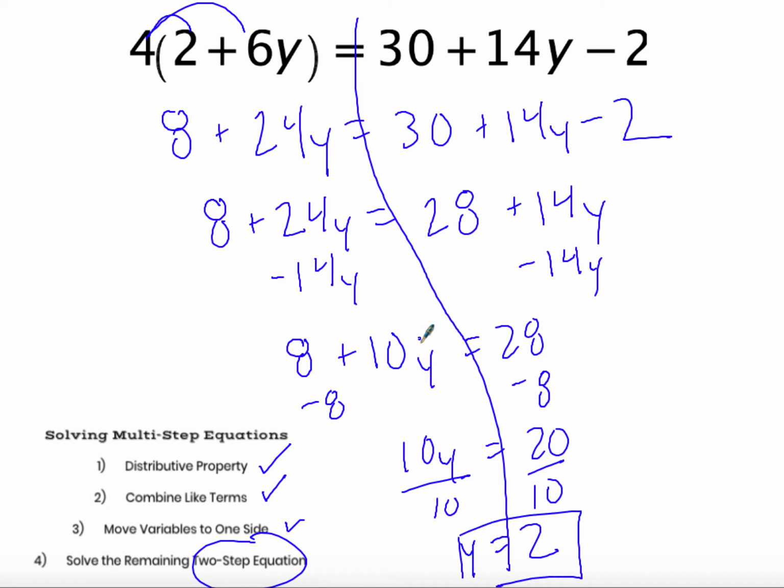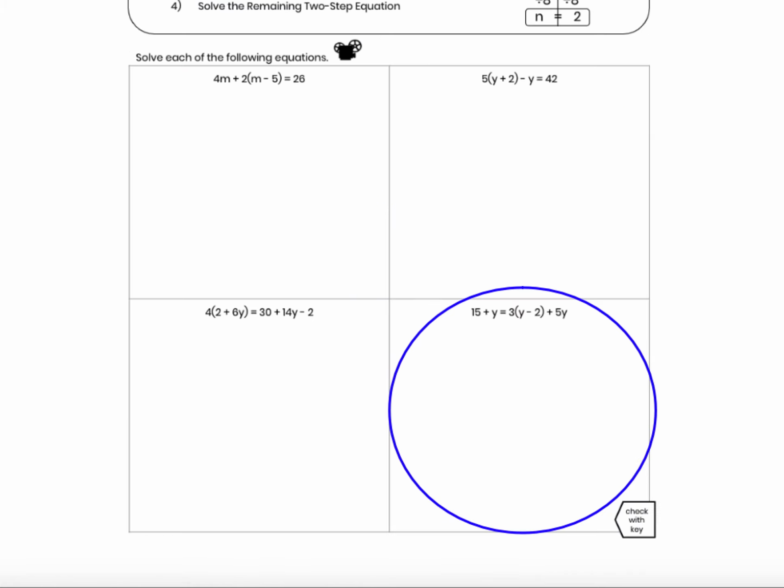I am not going to try to check that, but if I were to check it, I would plug 2 in for y. Okay, I'm going to check it. 6 times 2 is 12. 12 plus 2 is 14. 14 times 4, what is that? 14 times 4, 56, maybe? And then we have 14 times 2, which is 28. 28 plus 30 is 58. 58 minus 2 is 56. Is that what I said? I hope so.